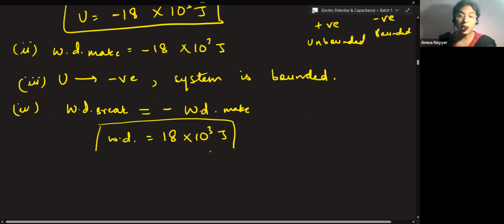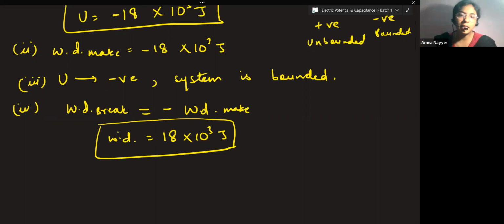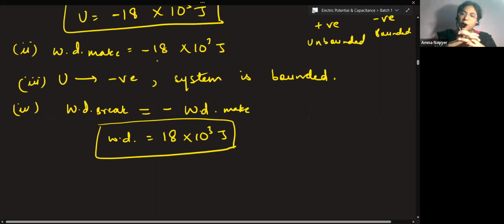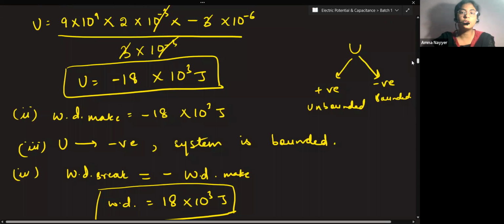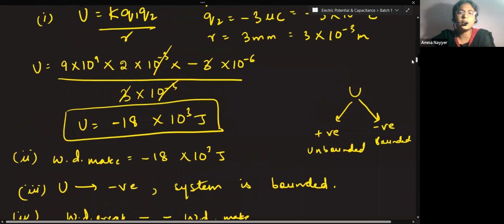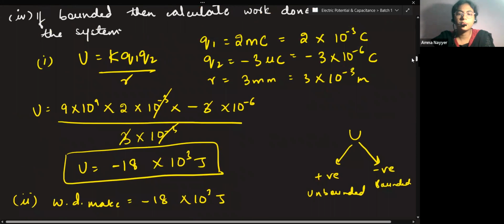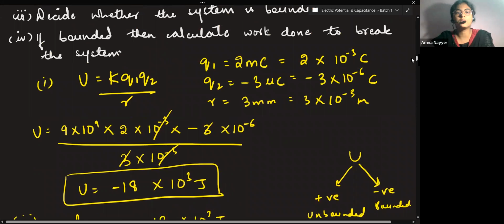If this was our answer coming, that could easily show that the system is unbounded, meaning the system has already been broken. Since we are getting a negative sign, it means the system is bounded, and this is the work done to make up the system. Clear? Easy? Just formula based. We'll do one more question on potential energy. If you have more charges, this was just a 2 charges system, no? Just note it down, then we'll do one more question on it.